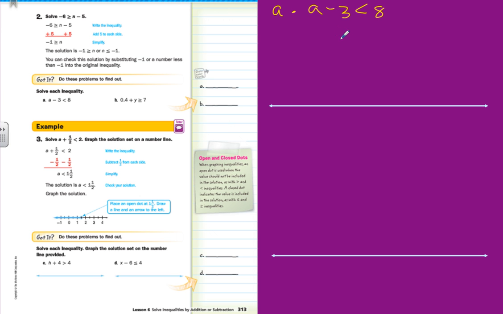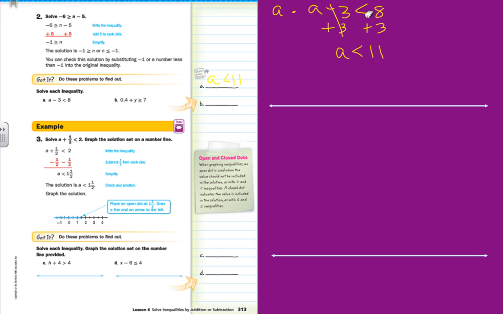We solve an inequality in exactly the same way that we solve an equation when it comes to adding and subtracting. So we have a minus 3, we need to do the opposite, which is a plus 3. Negative 3 and positive 3 cancel out because they equal 0, and then we're left with A is less than 11. This just told us to solve, so A is less than 11 is our final answer there.